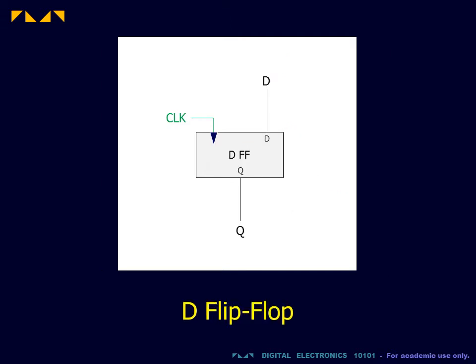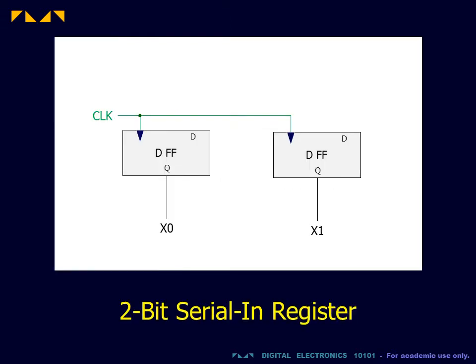Such a register can be designed from D-type flip-flops. For example, a 2-bit register is constructed from 2 D flip-flops, one for each stored bit. The 2 flip-flops are synchronized by connecting them to the same clock signal.